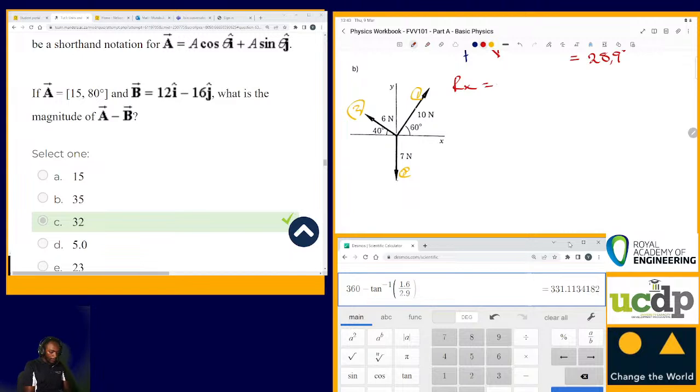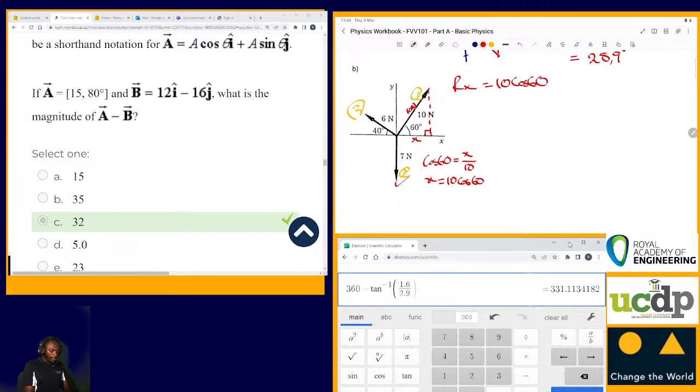So this is going to be like that. This will contribute, right? So to get this x, we have our hypotenuse, which is 10 newtons. So we're going to use adjacent and hypotenuse. It's going to be cos. So it will be cos 60 equals adjacent over hypotenuse, over 10. Which means our x is going to be equal to 10 cos 60.